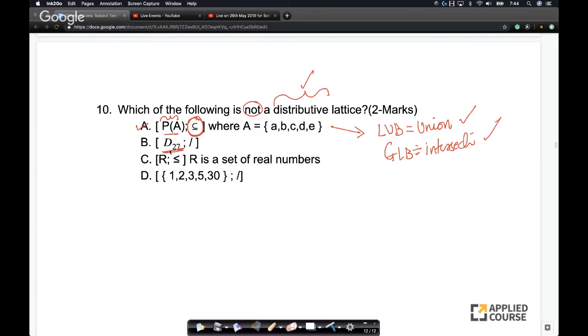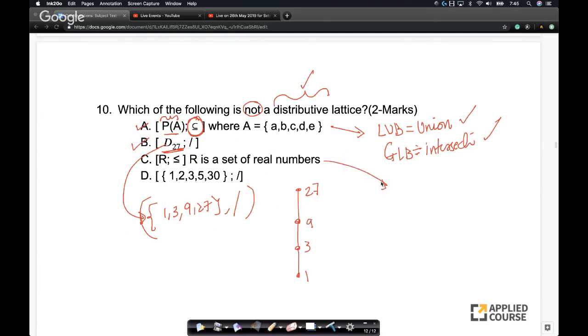What is option B? It is D27 with the divides relation. D27 is the set of divisors of 27. What are the divisors of 27? 1, 3, 9, and 27. The relation here is divides. If I draw this, I get a chain 1, 3, 9, and 27. A chain is a toset, and we know a toset is distributive, so this is also distributive.